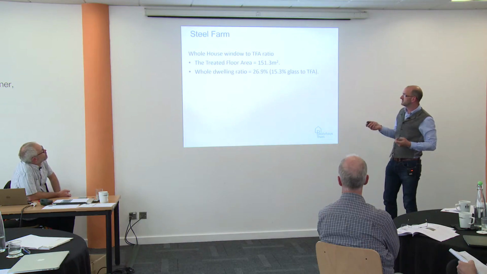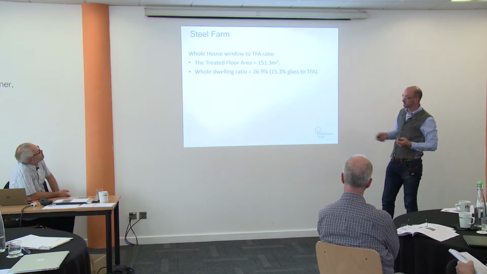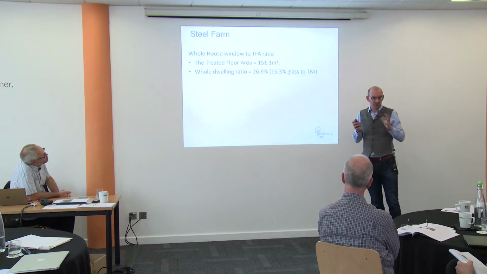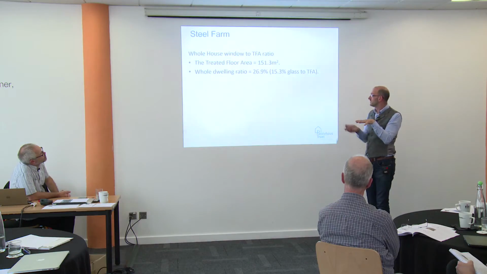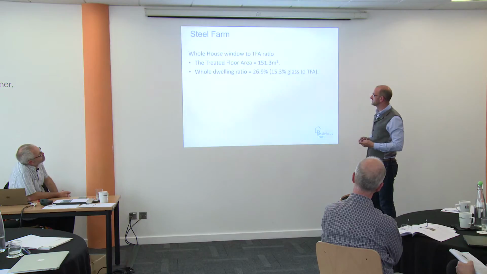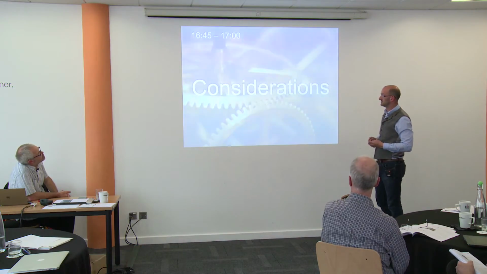So where we get to is 150 odd square metres of treated floor area, and a whole dwelling glazing area of 27%, with a glass area of 15.3. So that gives you another rule of thumb. You're seeing that in these kinds of projects, sticking into that 25-ish territory seems to deliver fairly reliable performance. So as rules of thumb go, that's as good as you can get from an out-of-the-gate start.